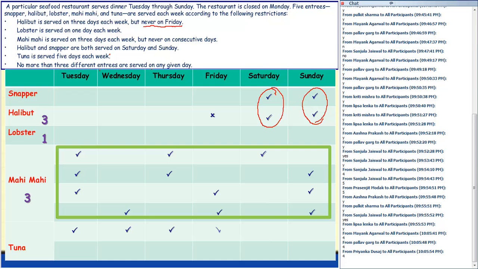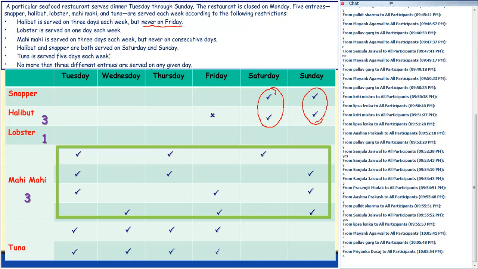ये तो 4 days definitely possible होंगे. और Saturday और Sunday में से कोई एक possibilities है. You cannot take both Saturdays and Sundays. Otherwise mahi mahi का case satisfy नहीं करेगा. So I can take tuna either on Sunday, all right, or Saturday here.